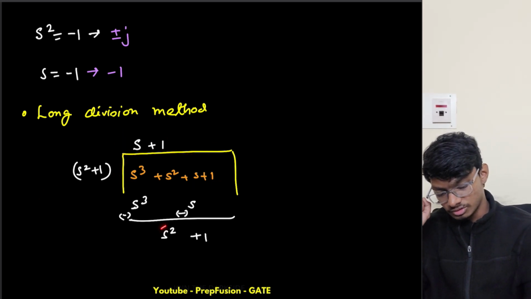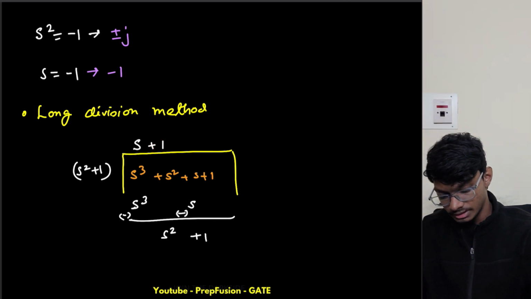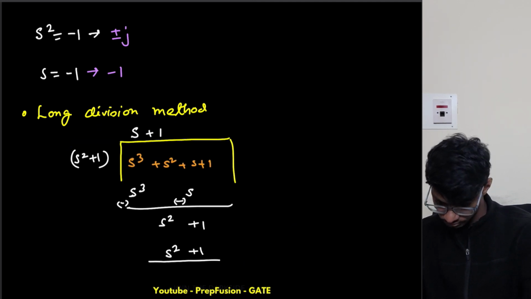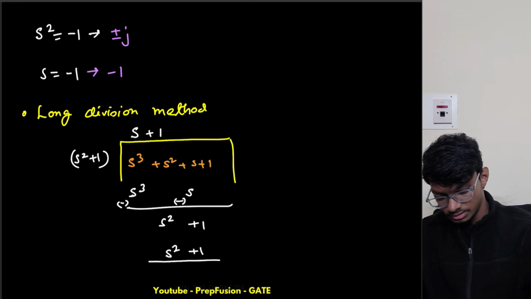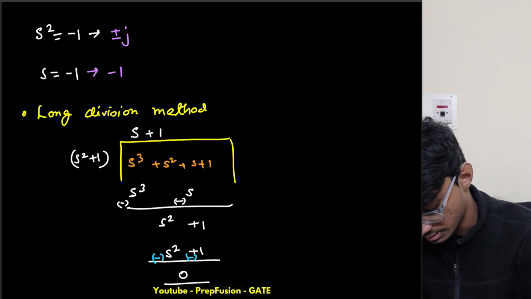Okay, so this is s square plus 1, so I'll just simply multiply 1 over here. So this will be again s square plus 1, and we are subtracting, right? We are subtracting. So what do I get? This is simply minus and this is simply minus. Okay, so what do I get? This is again 0 remainder I'm getting, and this is my factor. Okay, so this is my factor basically.